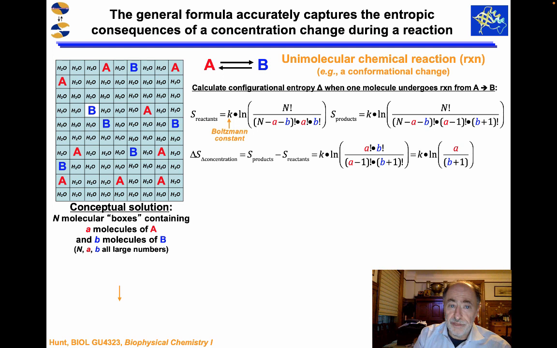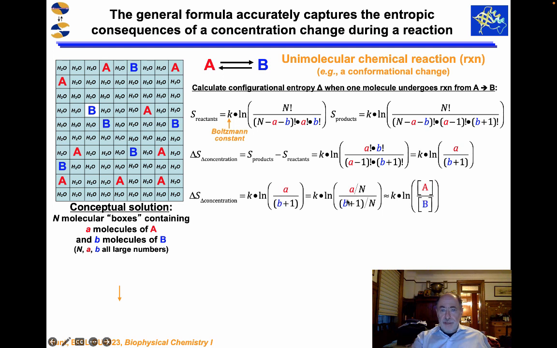Now remember, what we have done here is we have had one reaction happen. One molecule of A has converted to one molecule of B. When that happens, the change in the entropy of the spatial configuration is going to be k, the Boltzmann constant, times the natural logarithm of A, the number of A molecules, over B, the number of B molecules. But now if we simply divide the numerator and denominator by n, the number of boxes, that gives us the mole fraction concentration, because we're dealing with large numbers, B plus 1.